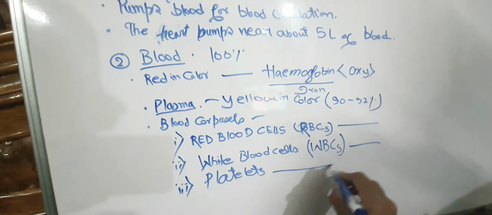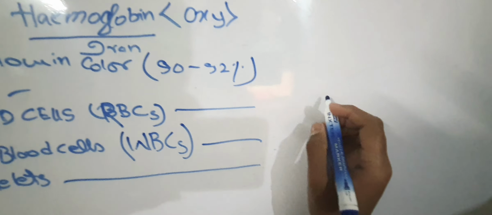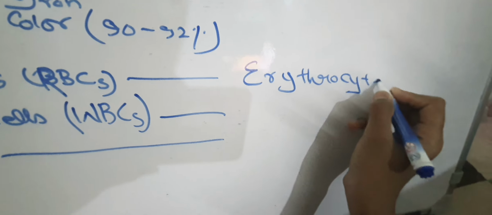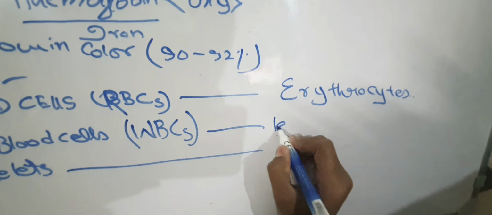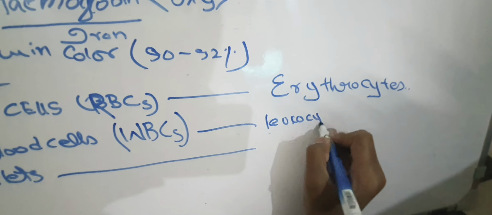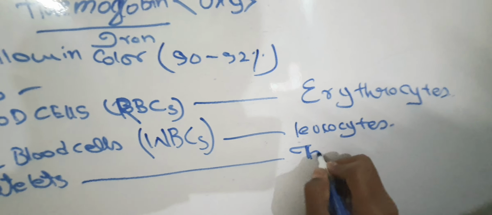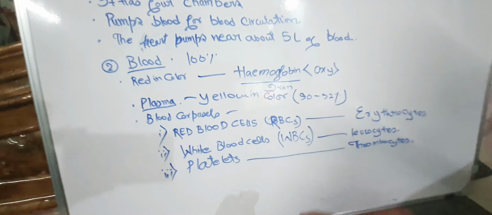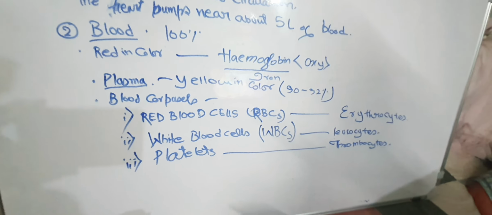These three parts have one more name. The red blood cell is also called erythrocyte. Then the white blood cells are also called leukocytes. Understood? Then the platelets are also called thrombocytes. I will not write the function of each blood corpuscle. I will dictate it. You must listen, or pause the video and then take a note.